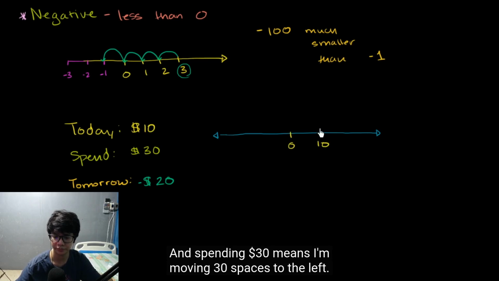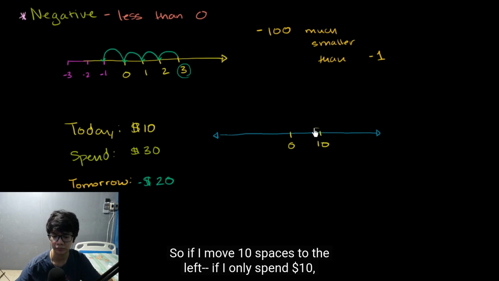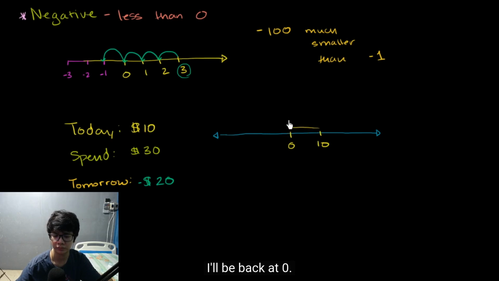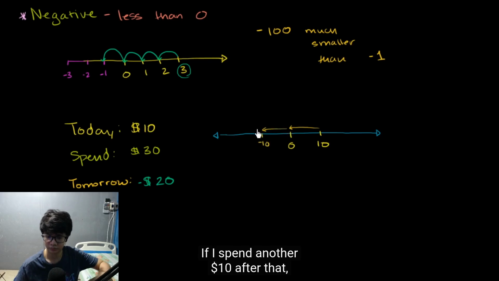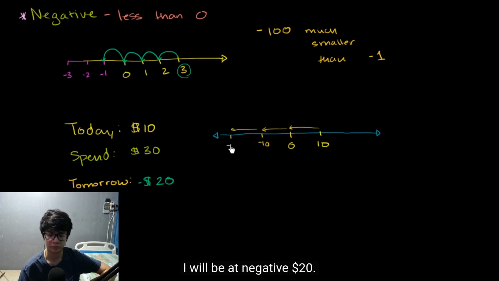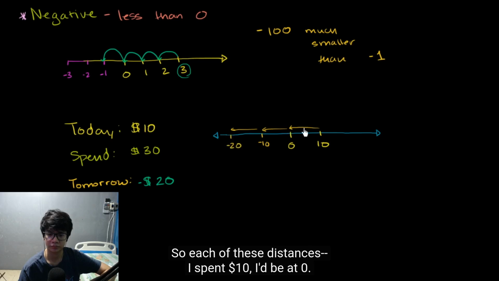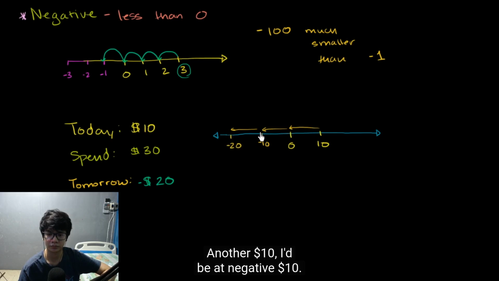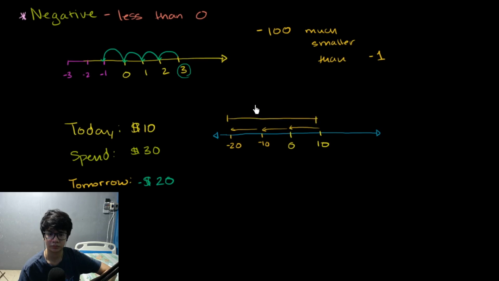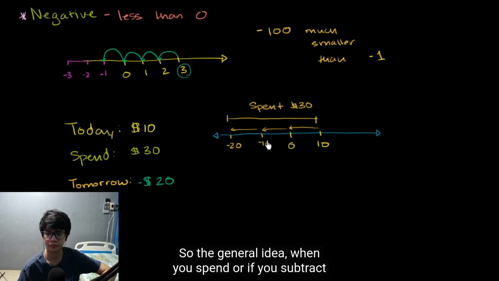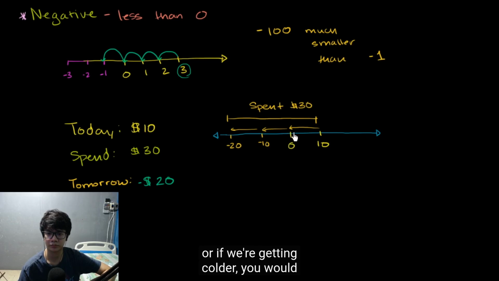And spending $30 means I'm moving 30 spaces to the left. If I only spend $10, I'll be back at 0. If I spend another $10, I'll be at negative 10. If I spend another $10 after that, I will be at negative 20. So each of these distances, I spent $10, I'd be at 0. Another $10, I'd be at negative 10. Another $10, I would be at negative 20. And this whole distance right here is how much I spent. I spent $30.